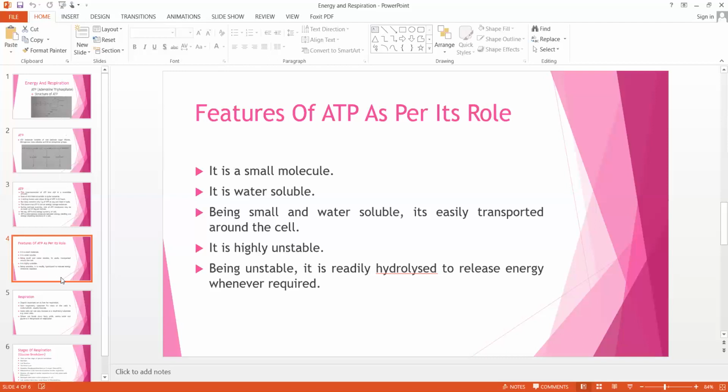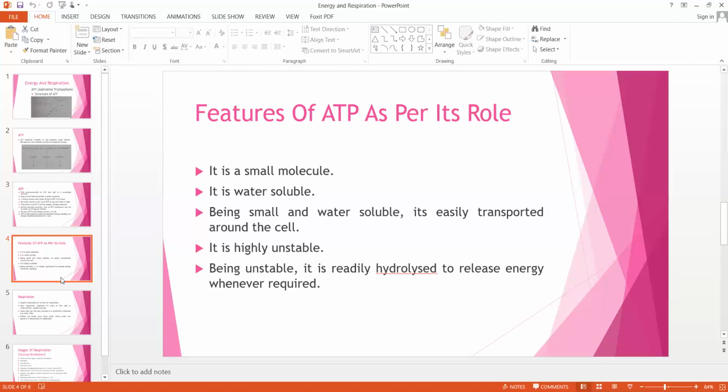Now, once again, we have already discussed this, and there was a question related to this in the worksheet which I posted previously. Obviously, when ATP has to perform its role as the energy currency of the cell, as the immediate donor of energy to the cell, it must have some properties which enable it to perform its function superbly. One feature is that it is a very small molecule. Second, it is highly water soluble. Because of both of these properties, being small and water soluble, it is easily transported around the cell.